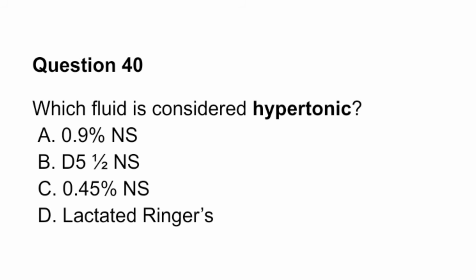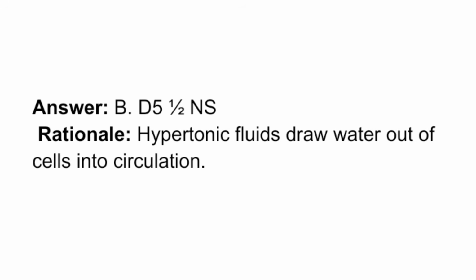Question 40. Which fluid is considered hypertonic? A. 0.9% NS. B. D5 1/2 NS. C. 0.45% NS. Or D. Lactated Ringer's. The answer is B. D5 1/2 NS. Rationale: hypertonic fluids draw water out of cells into circulation.